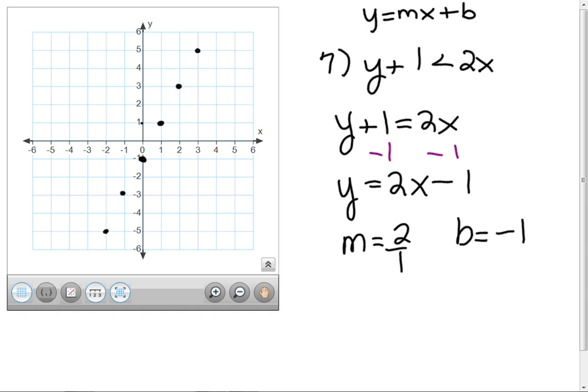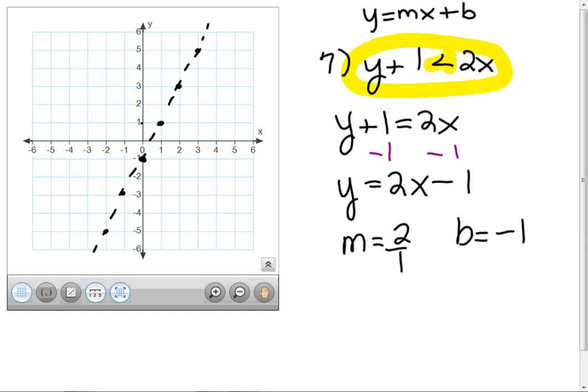Now, we go back to the original. Some of you, when you were doing this, were using the new one that we did, the pretend one. We can't do that. You've got to go to the original one. And it's less than, so is it going to be dotted or solid? It's going to be dotted.